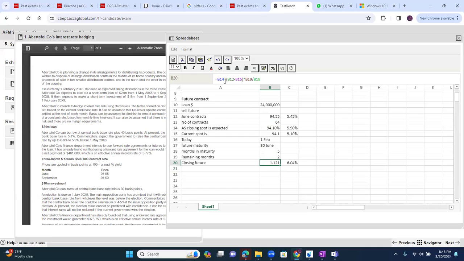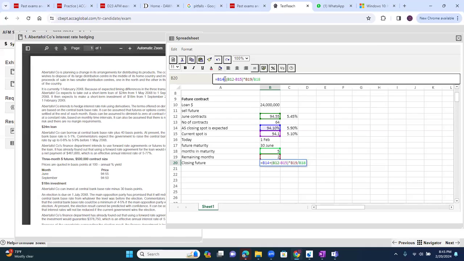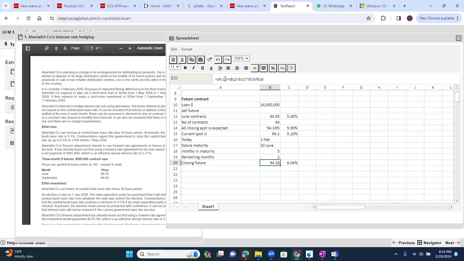So I have to take this closing spot, 94.10. Sorry, this is 94.90. Okay, 93.96. You can also calculate in this way.